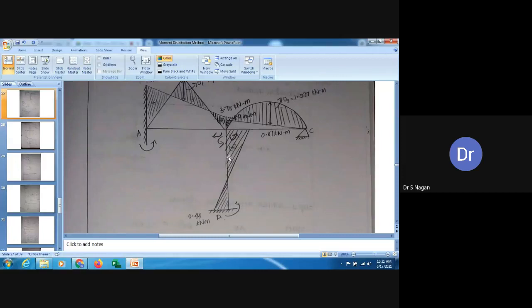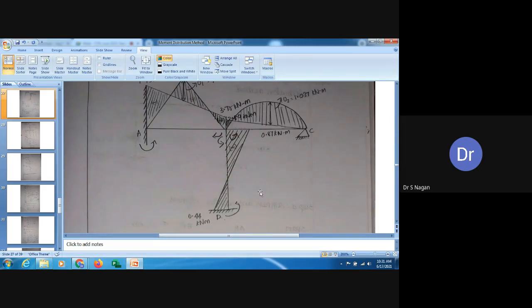Then come to column BD. At B, I have minus 0.87. So apply this moment. If you apply an anti-clockwise moment as shown in the diagram, the column will move toward the right. Here I have another anti-clockwise moment of 0.44. Apply an anti-clockwise moment, the column will move to the left. Then connect these two. So this is how you should complete the bending moment diagram.